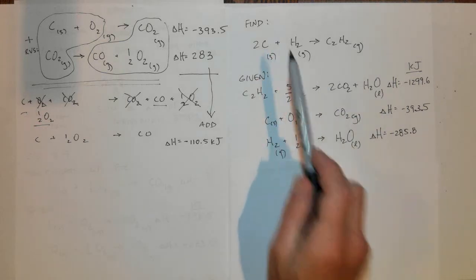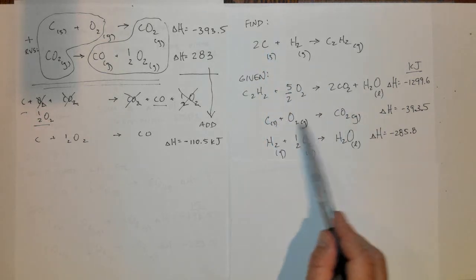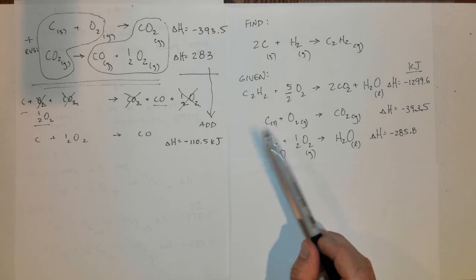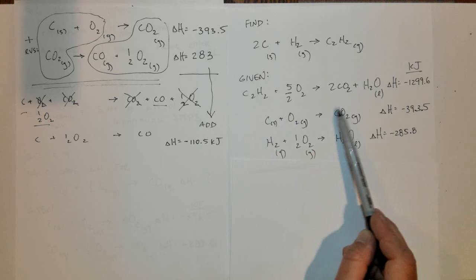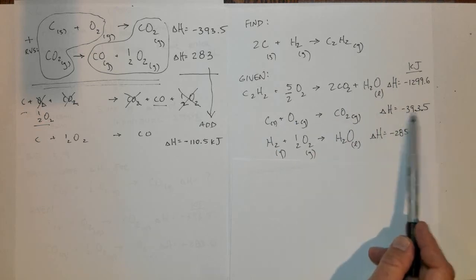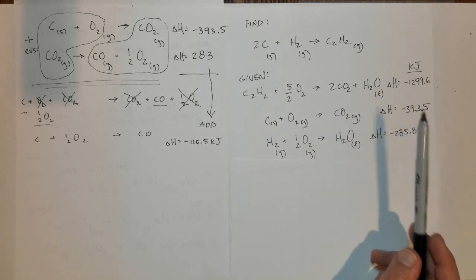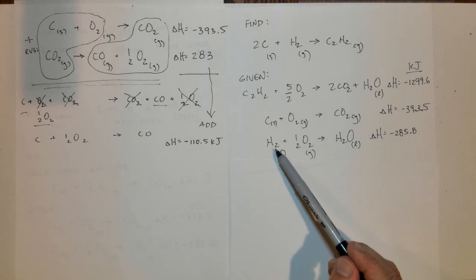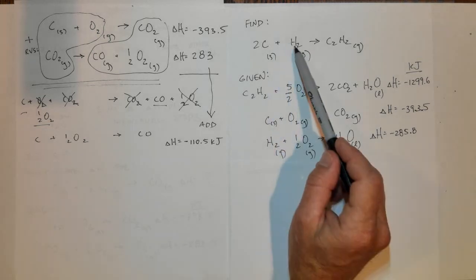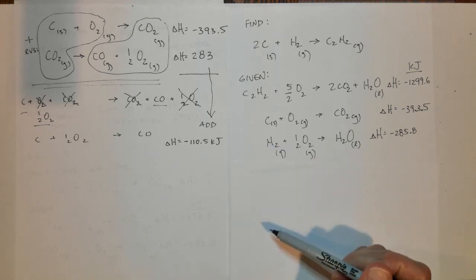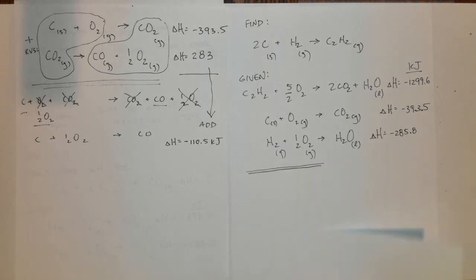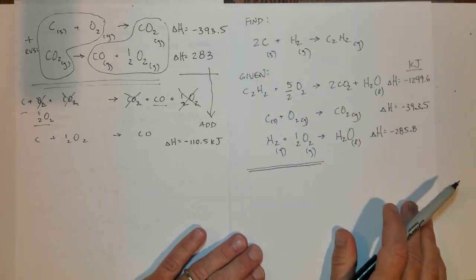I notice I need a carbon, and it looks like there's a carbon here in this reaction, but there's not enough of it, so I'll probably end up taking this reaction and doubling it, putting a 2 in front of everything, and then I have to multiply the delta H by 2. And then I need a hydrogen, and I have a hydrogen right here. I need it on this side, so I'll probably leave this reaction as is because there's one hydrogen. After I manipulate all those, we can add those three reactions together and see if it ends up being this reaction right here.